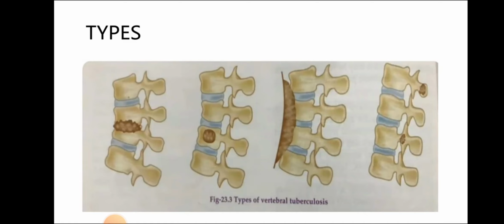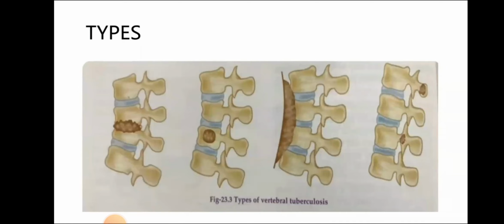And the last one is the posterior type. In the posterior type, the posterior complex of the vertebra, that is the pedicle, lamina, spinous process, and transverse process, are affected. These are the different parts of the vertebra. That is the fourth variety.